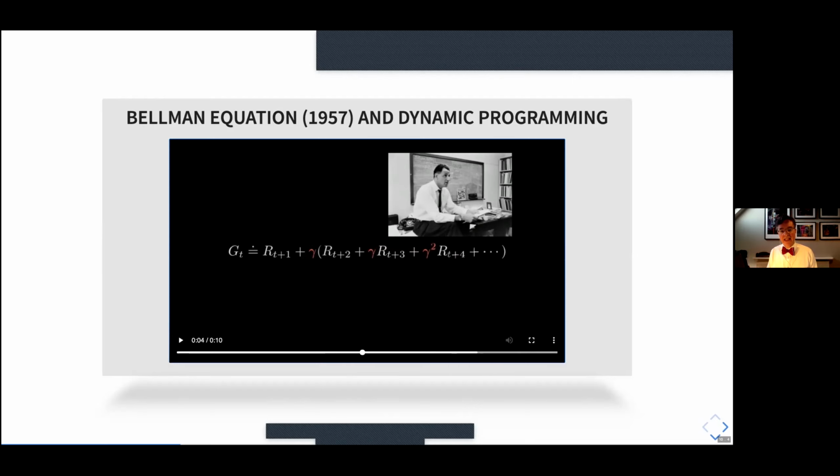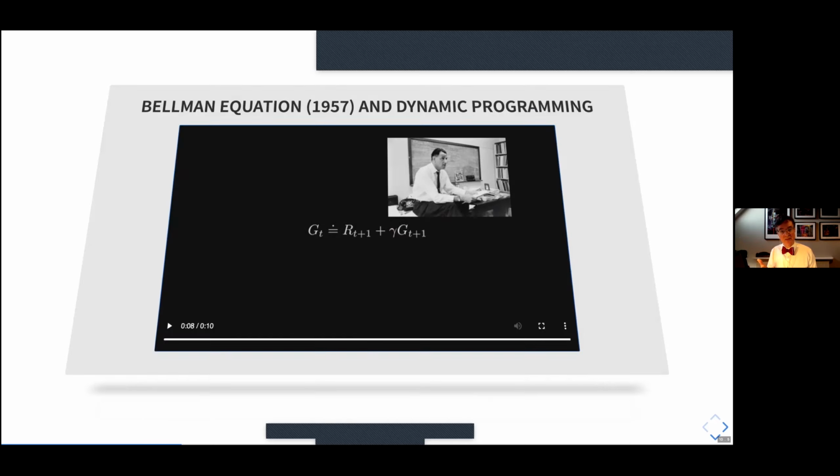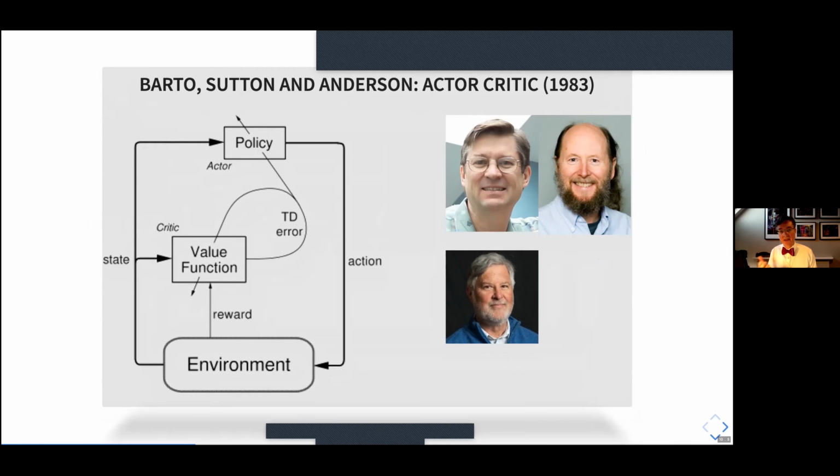But the point he made was that, look, you can do this. You can take out at least one of those gammas, and actually, well, that just looks like this. So we can simplify the whole equation to saying that the discounted long-term reward is the next state reward plus the discounted long-term next state reward. And that means that computation as well can be short-circuited somewhat. And that's the basis of dynamic programming.